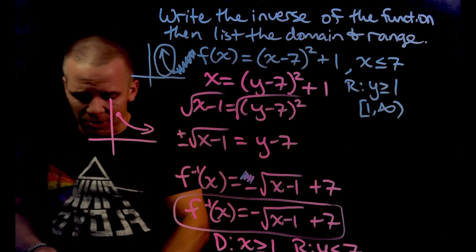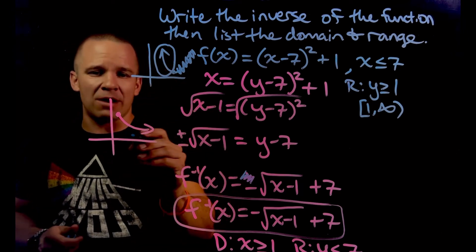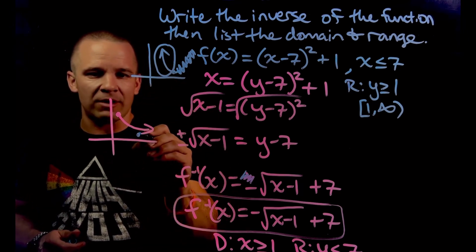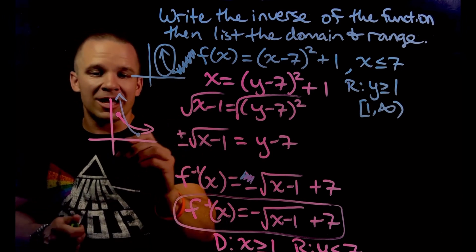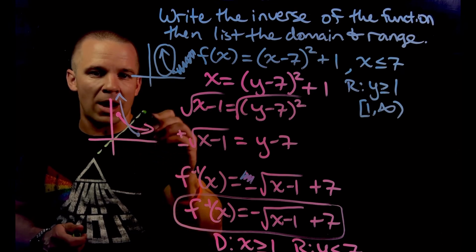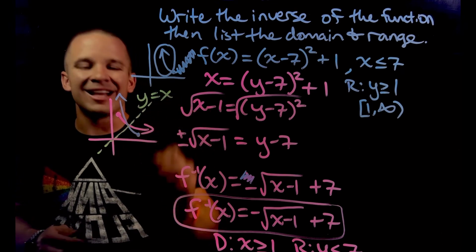Now, the last thing we're going to do here is take a look at this. I'm going to pop this guy right over here. We got that 1 and 7. I'm going up like this. Now, what line are these guys reflecting over? They are reflecting over this y equals x line right there.